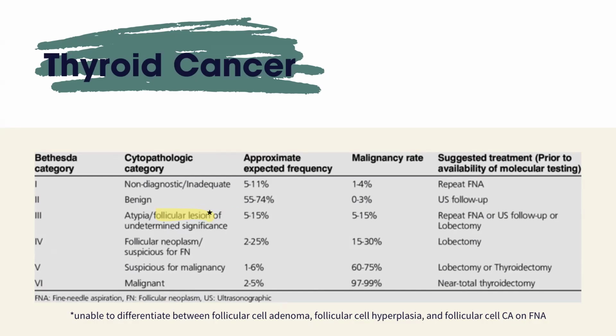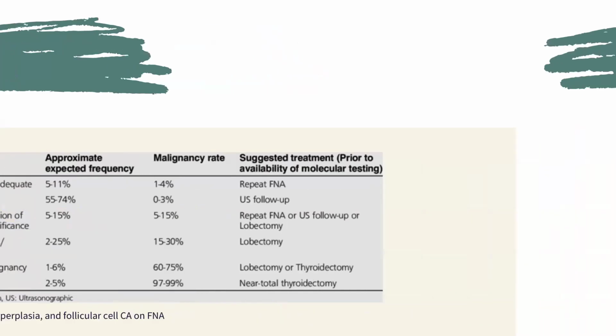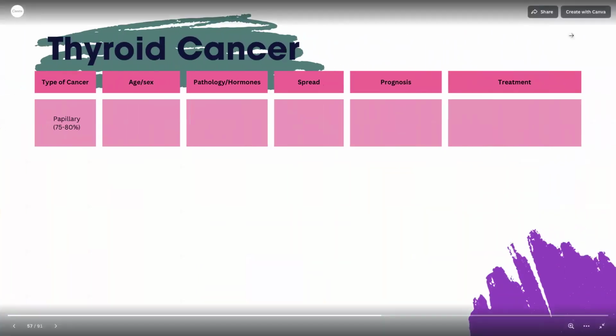Bethesda 4 is suspicious for follicular neoplasm, so that's when you want to start performing your surgery. Up to 5 is suspicious for malignancy, and 6 is malignant. And then if that is what you're encountering, then depending on which malignancy determines what kind of surgery you do.